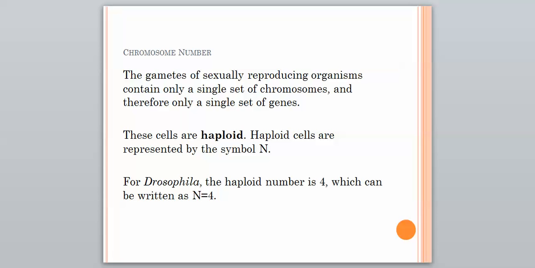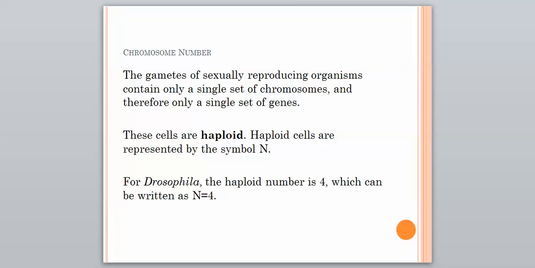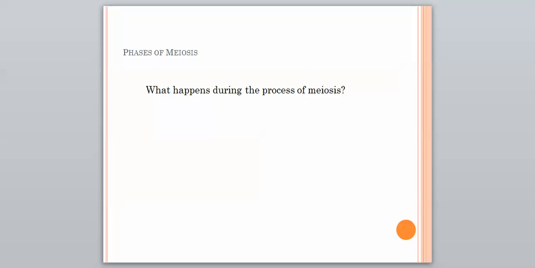And these cells are said to be haploid because they only have one set of genes, and haploid cells are represented by the symbol N. In the fruit fly, the haploid number is 4, which can be written as N equals 4. So going back to, again, there's 8 in our normal body, but in the gametes, the sex cells, there's half of that, so it would be 4. And how this 8 turns into 4 occurs during a process of meiosis.